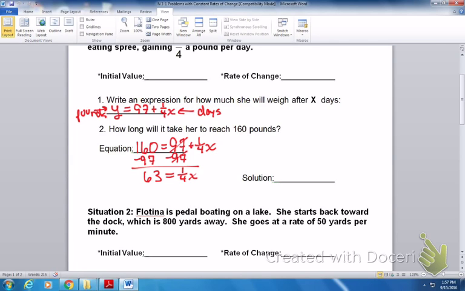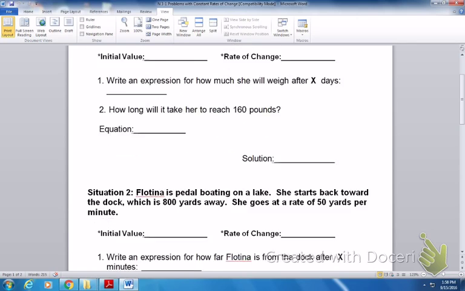Now we need to clear our fraction by multiplying both sides by the denominator, which is 4. The 4 cancels out the 1/4, so I have x on the right. 4 times 63 gives me 252. Now, the solution is 252, but you have to make sure you're writing labels on these so you know what you're talking about. The solution is 252, but that's an x value, so that means it's going to take 252 days. And guys, these are all basically going to work exactly the same way. Be careful, use these on your homework. Let's go to the next one.